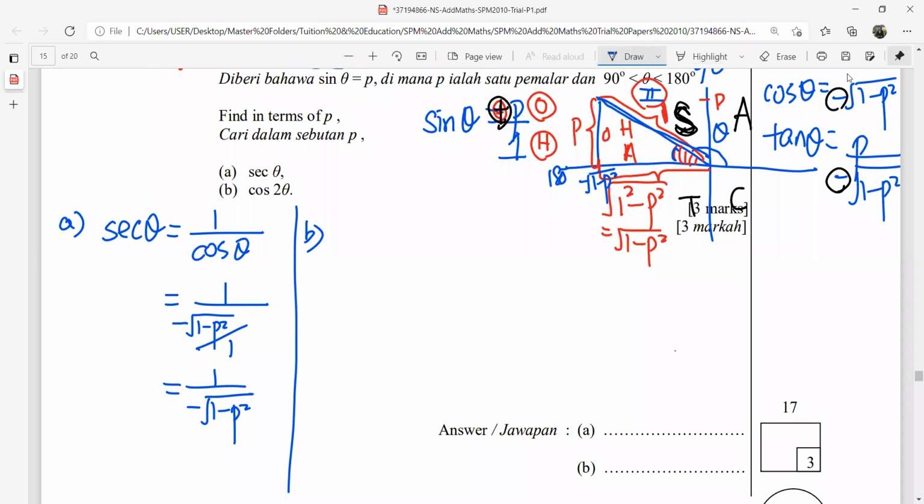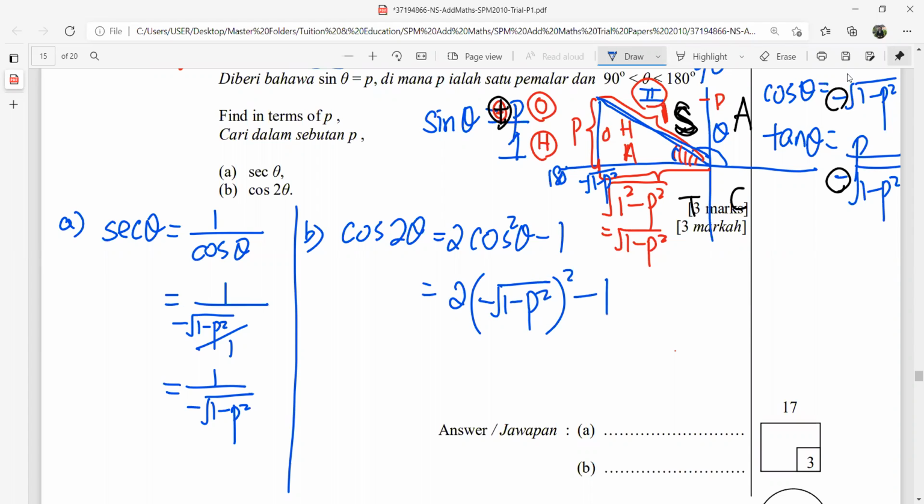So class, you have to know this one. But this is Form 3. Form 5 only teaches you the formula. Cos 2 theta equals, you can use either formula, 2 cos squared theta minus 1, or cos squared minus sine squared, or 1 minus 2 sine squared also can. Cos theta you found already, right? So it equals negative square root of 1 minus p squared, then the whole thing squared, minus 1. You just put it in. Negative squared is positive, square root squared is no more, and then you get this. And then you expand.